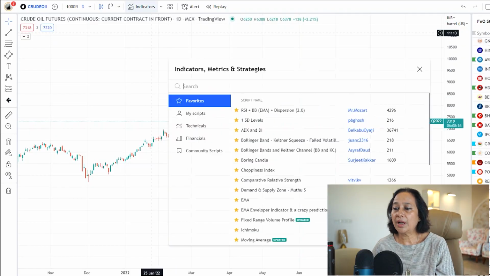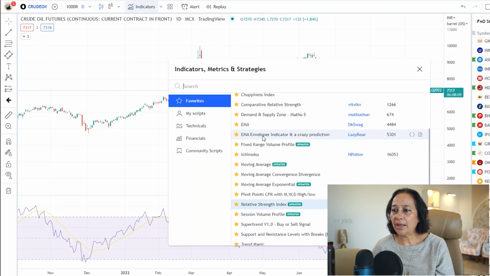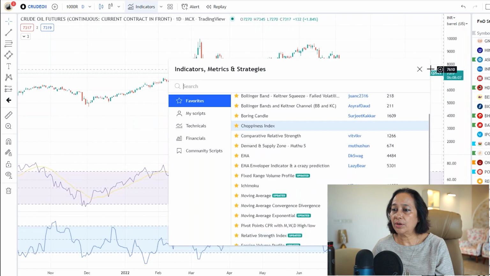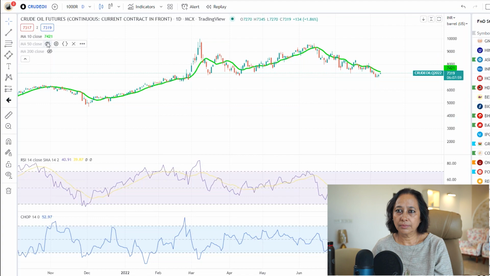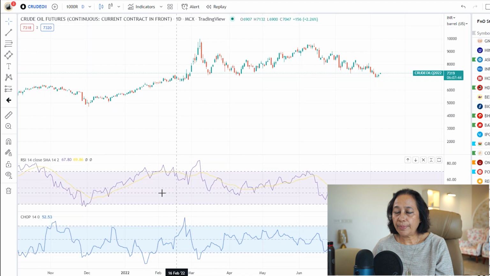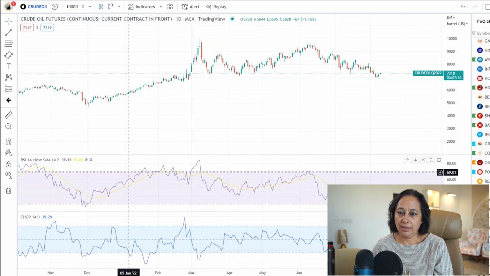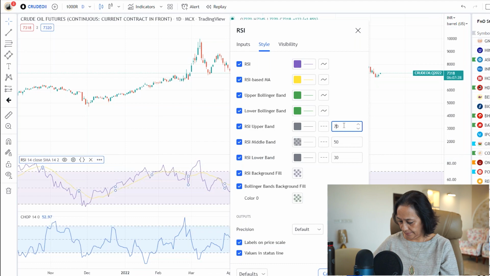So what I'm going to do here is put an indicator called RSI. So here is RSI, relative strength index, and I'm going to add another indicator called choppiness. So this one. Now you can see the purple one at the top is RSI, and choppiness is this blue one. I'm going to make some changes. I'll go to the settings, and I'm going to make it 60-40.